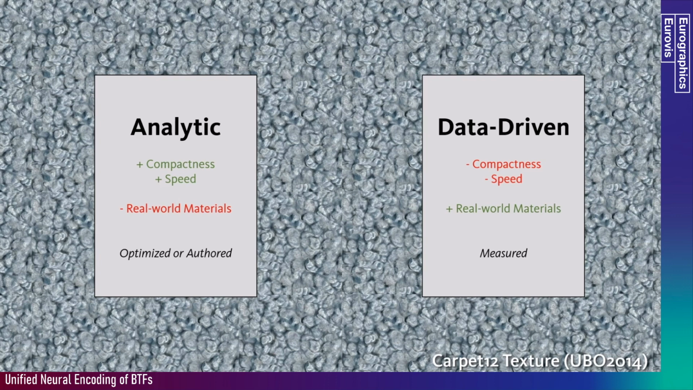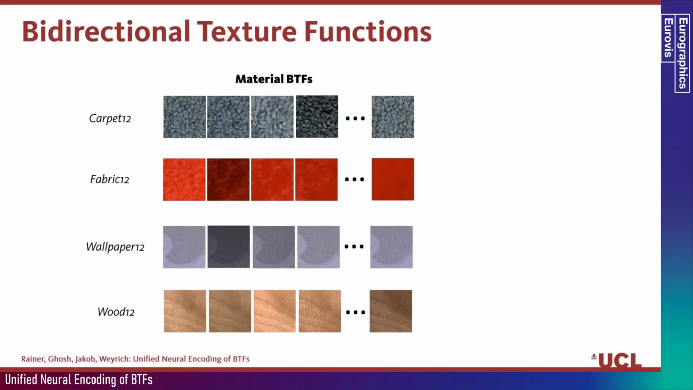Our goal is to find a representation for real-world materials that is somewhere in between and combines advantages from both approaches. Our starting point is the most exhaustive image-based material representation, the bidirectional texture function. Intuitively, BTFs can be seen as a stack of 2D textures of the same material under different lighting and viewing directions.